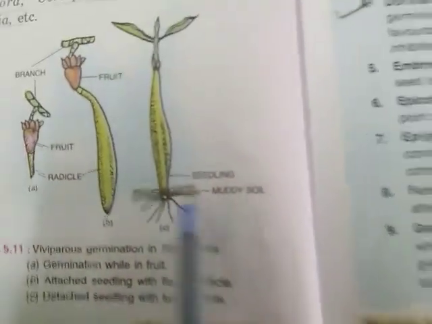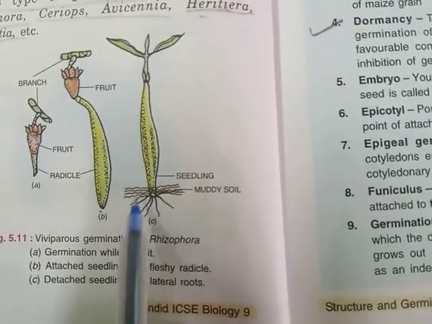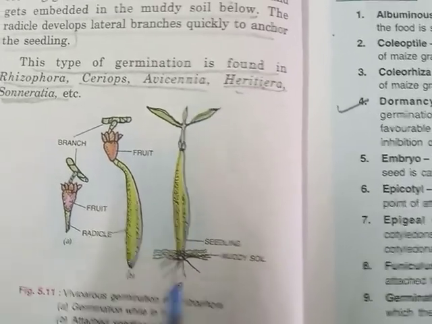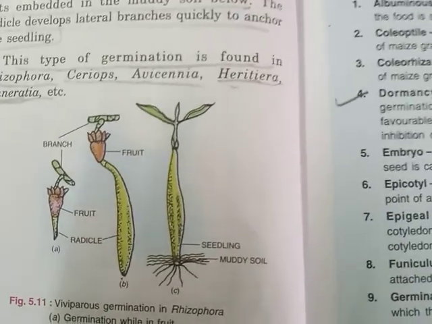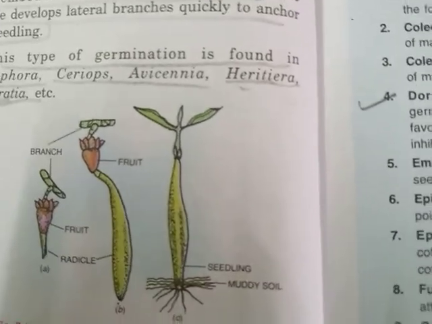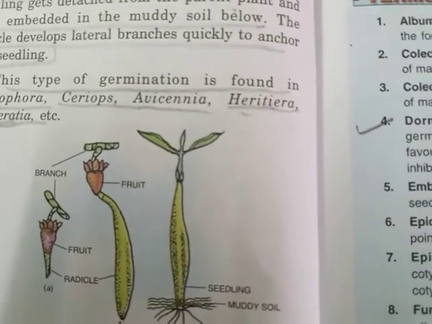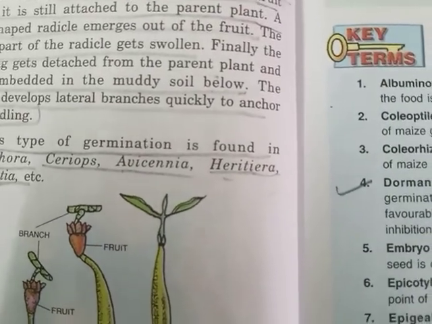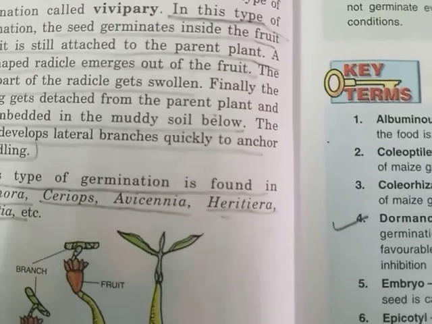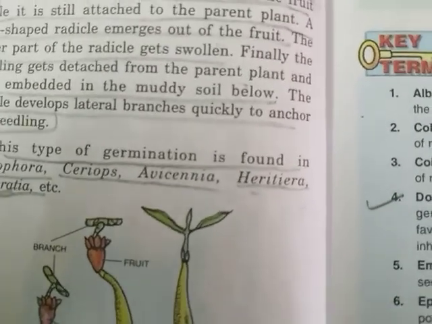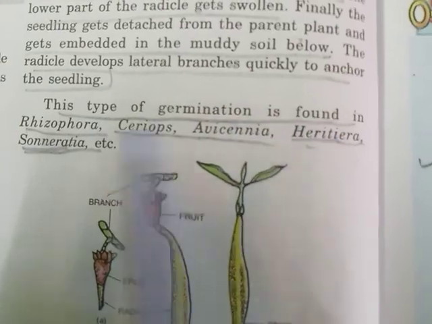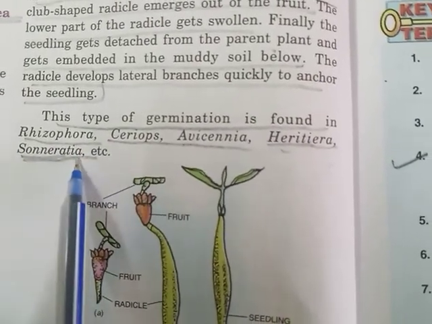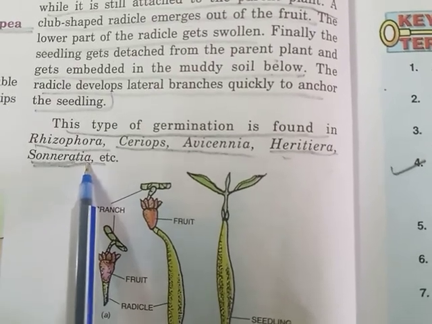You can see these branches appearing in the radicle so that it may anchor the seedling into the muddy soil. So this is about the vivipary. So the seeds which start germinating inside the fruit while it is still attached to the parent plant is known as vivipary. And this type of germination is found in Rhizophora, Carapa and Sonneratia. These are the examples of vivipary.